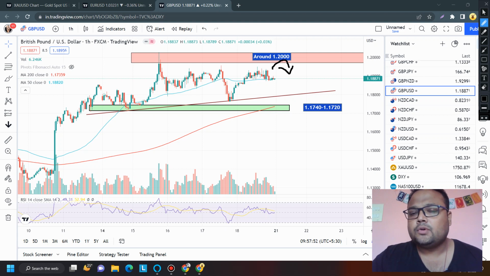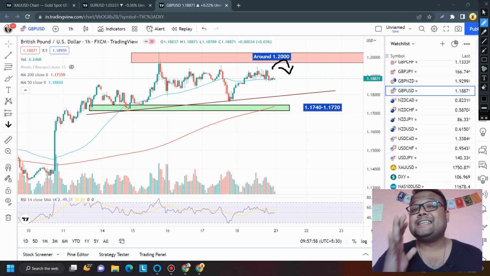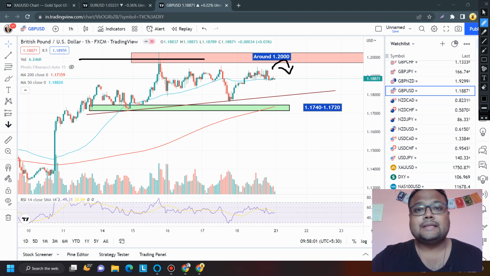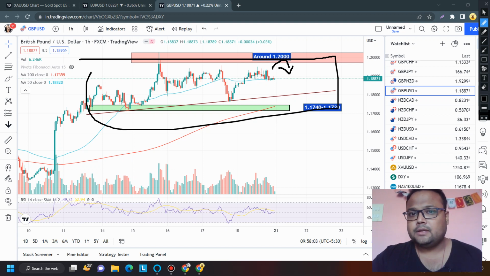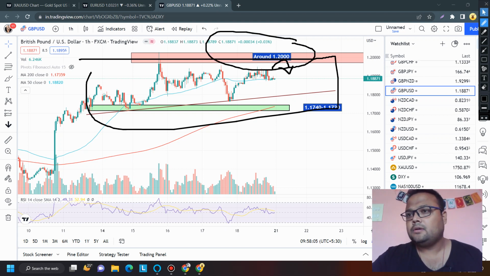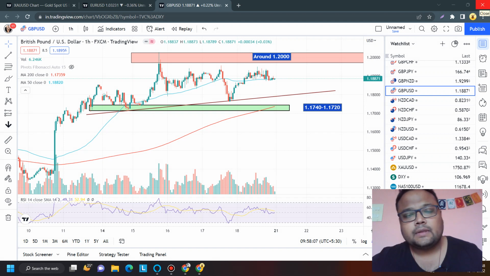So if the market goes up and reverses from this level here, if you see price rejection from above, you can definitely go for a sell position considering the present sideways market. Around 1.2000, a good amount of sellers are present, so we can expect the market to reverse again. If it reverses, go for a sell position.